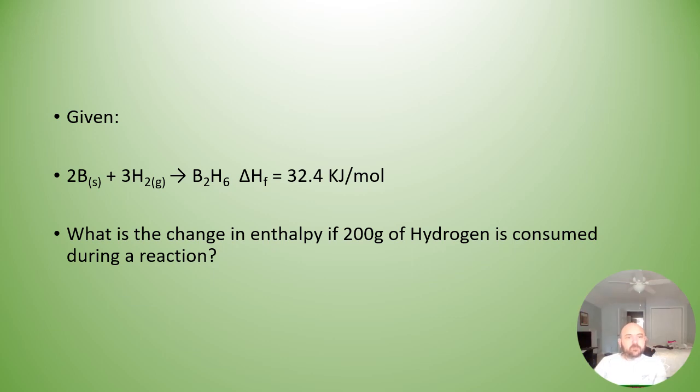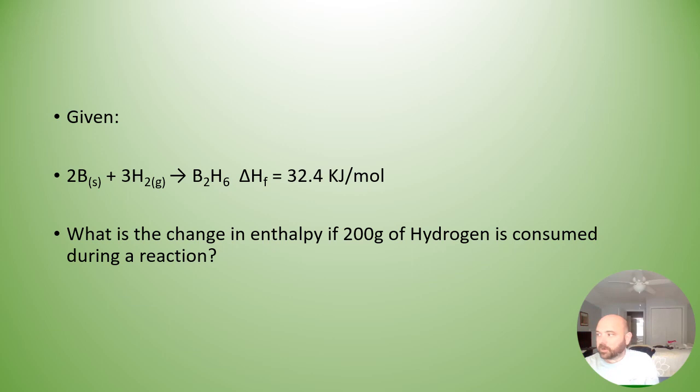We have another heat of formation problem here that says 2 moles of boron plus 3 moles of hydrogen yields 1 mole of diboron hexahydride. This reaction actually absorbs heat. Notice there's no negative sign. This is endothermic. It absorbs heat to go forward, approximately 32.4 kilojoules per mole of diboron hexahydride produced. So we are asked to find the change in enthalpy if 200 grams of hydrogen is consumed during a reaction.